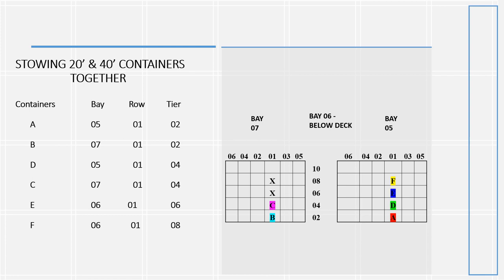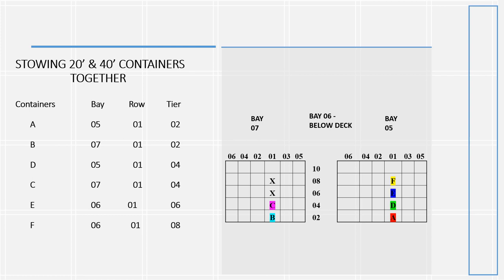Now, this is considered a 40-foot, and that's the reason why we put an X in the after side. That means that container takes up the complete bay. So whenever we are identifying a 40-foot, we would not say bay 05, although it's over there. But since the X corresponds, we know that it takes up the full bay. So we now call it 06 to identify that it's a 40-foot, distinct from saying 05 or 07. So E would be in 06, 01, 06. F would be in 06, 01, 08.